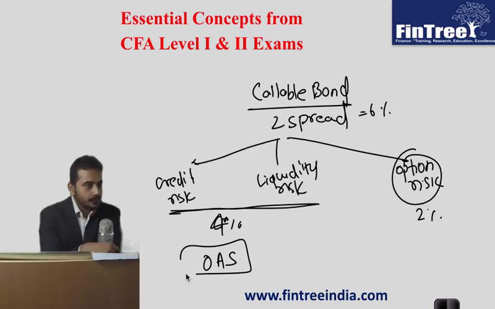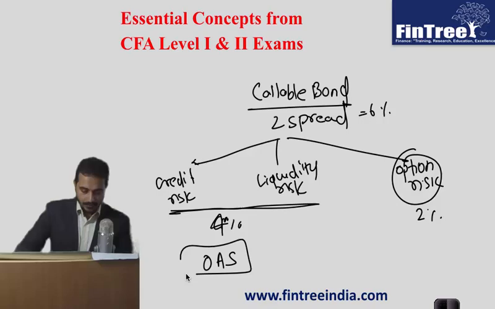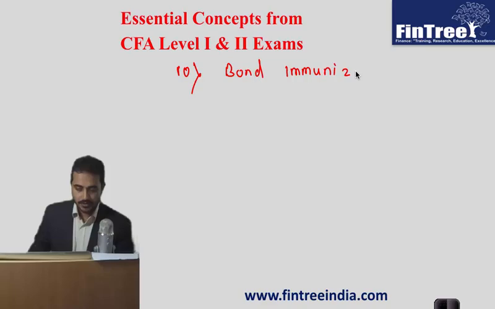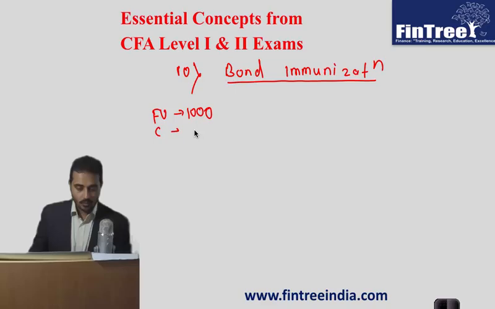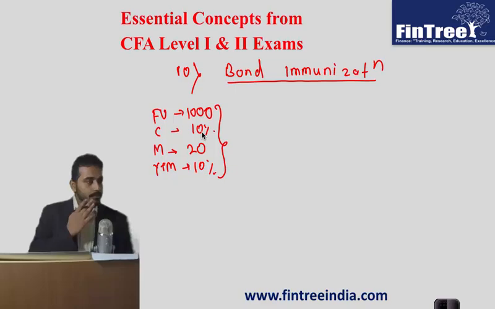And then the last concept, bond immunization. Remember it. Let us say you have a bond, face value 1000, coupon rate 10%, maturity 20 years, YTM 10%. So if you purchase the bond, and listen to my question carefully, if you purchase the bond, are you assured that you will get to earn 10% yield on your investment?